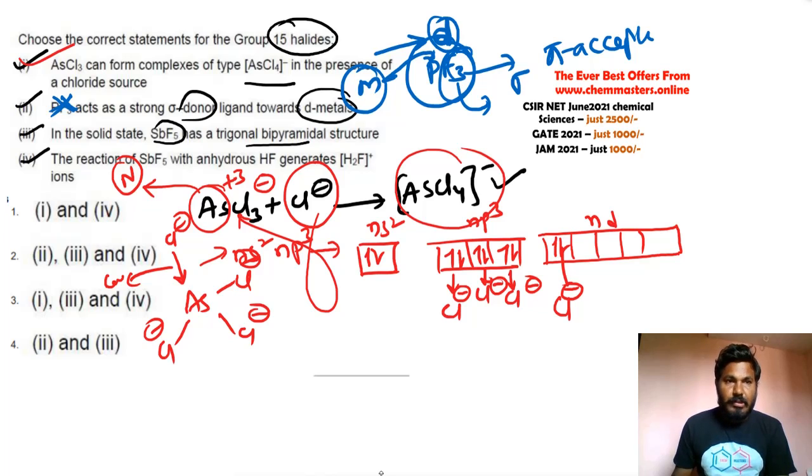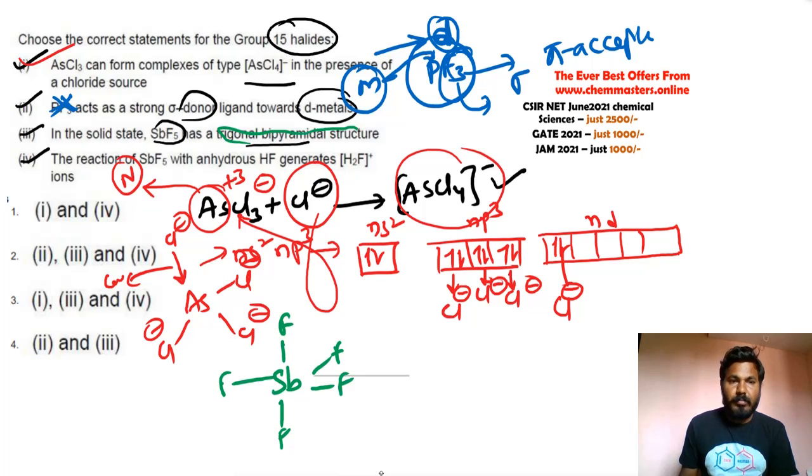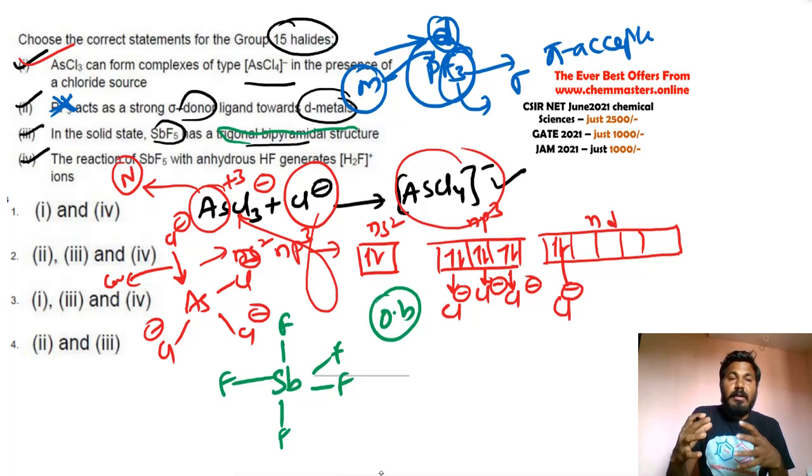Now just check the third one. In the solid state, antimony pentafluoride has a trigonal bipyramidal structure. Now in its gaseous state, antimony pentachloride almost exists in a trigonal bipyramidal structure. But whenever we see antimony pentafluoride in its liquid and solid state, it exists in the form of octahedral geometry. That means polymeric antimony pentafluorides are there, which makes octahedral geometry.